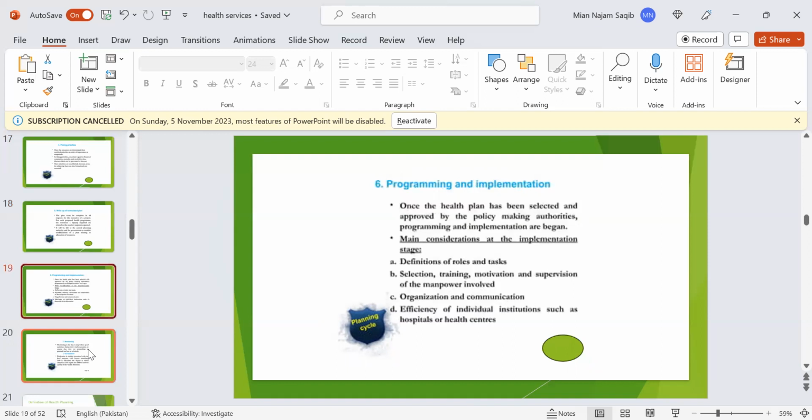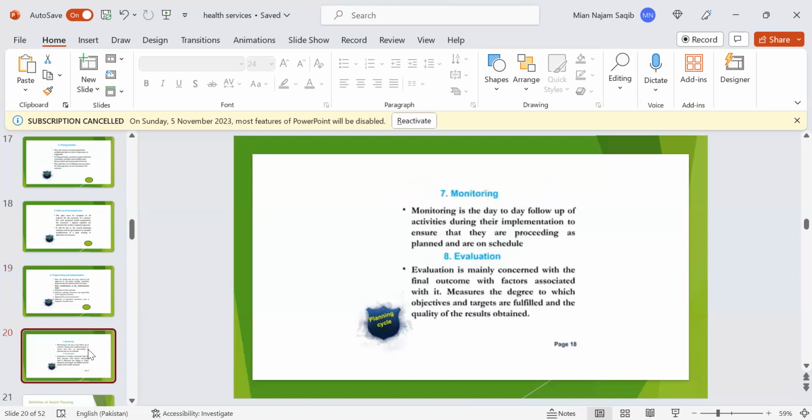Programming and implementation. Once the health plan has been selected and approved by the policy making authorities, programming and implementation are begun. Main considerations at the implementation stage include definition of roles and tasks, selection, training, motivation, and supervision of the manpower involved, organization and communication, and efficiency of individual institutions such as hospitals or health centers.